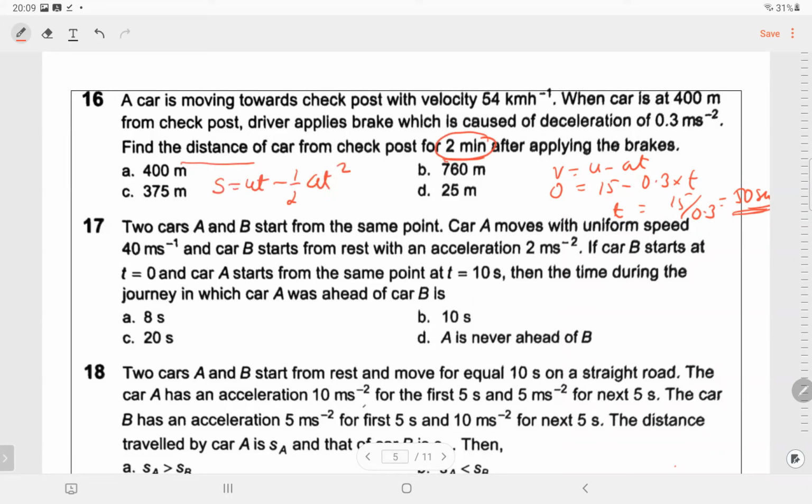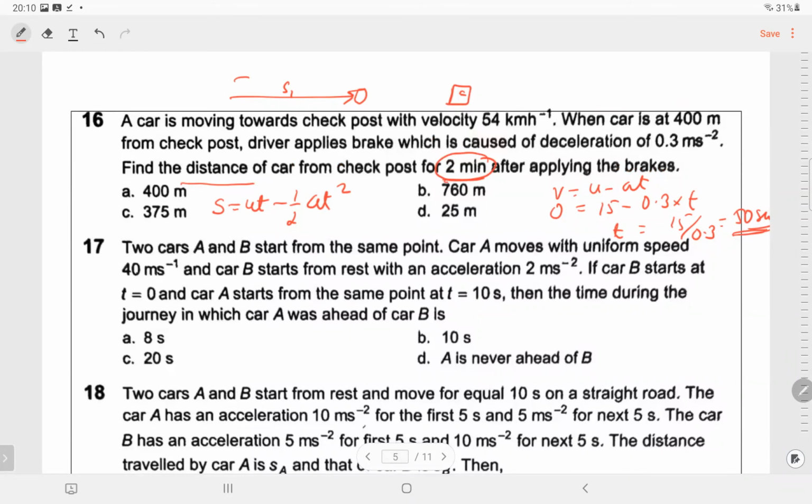Got it? Yes, sir. That's why it is a little tricky question. So after the 50 seconds, the car will be at rest. We have to find the distance covered in 50 seconds, and that we need to subtract from 400. The car stops within 50 seconds, and after that it is not moving. So we calculate this distance, and then we'll subtract from 400.